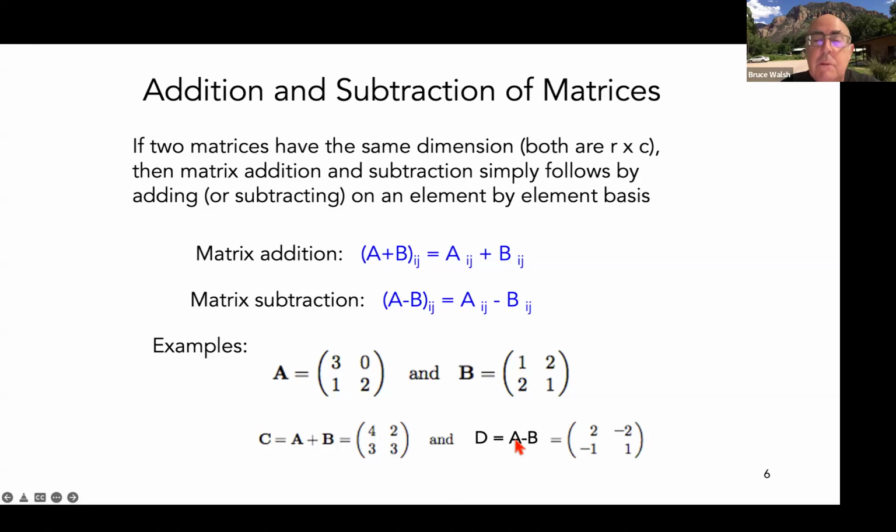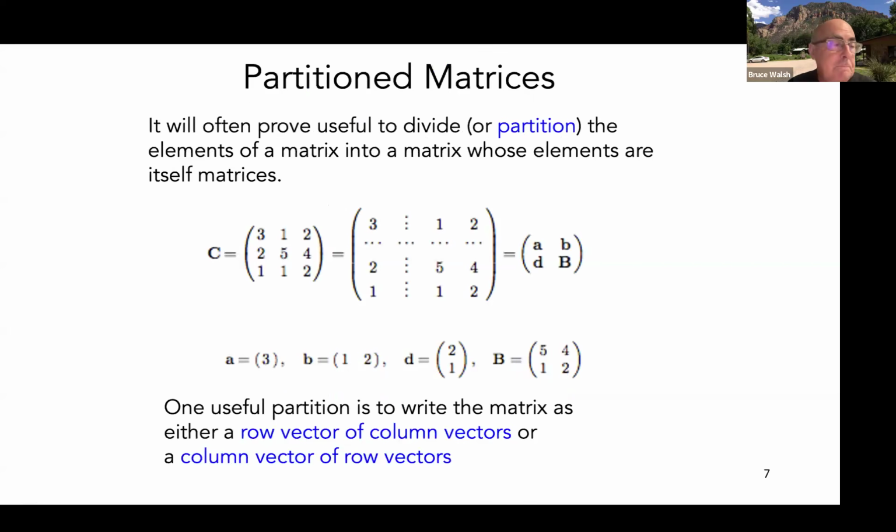What about A minus B? Well, this element is 2 minus 1, sorry, 3 minus 1 is 2. This element down here is 0 minus 2 or minus 2, and so forth. So addition and subtraction is kind of exactly what you think, nothing special about them. Now let's do something that seems a little bit odd at first, but it illustrates a point and also leads us into talking about matrix multiplication.